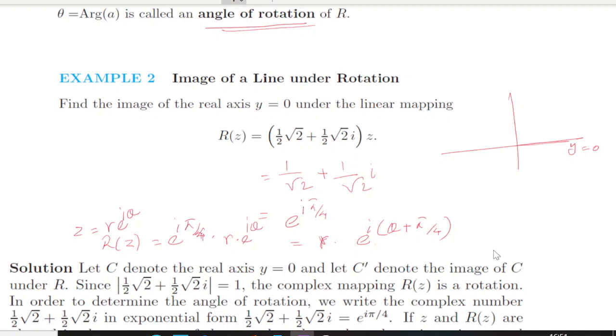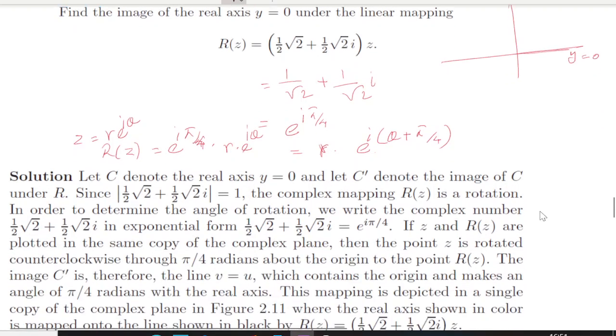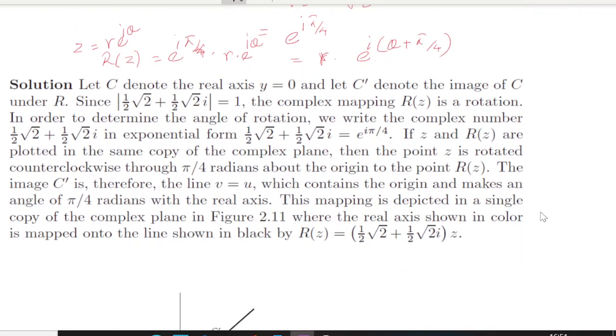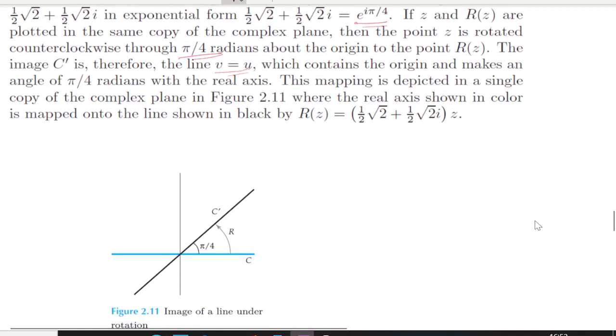When you have a point, it has been moved by pi by 4, right? So let us see. We express that as e raised to i pi by 4. Now if z and Rz are plotted in the same copy of the complex plane, then the point z is rotated counterclockwise through an angle of pi by 4 radians about the origin to the point R of z. Now the image C dash is therefore the line v equal to u, which contains the origin and makes an angle of pi by 4 radian.